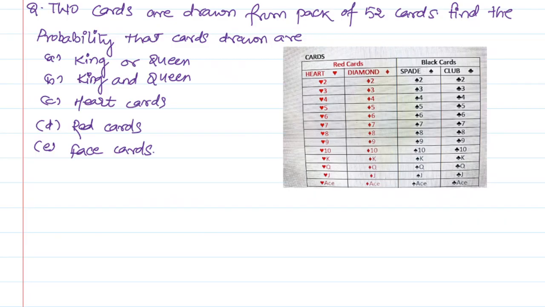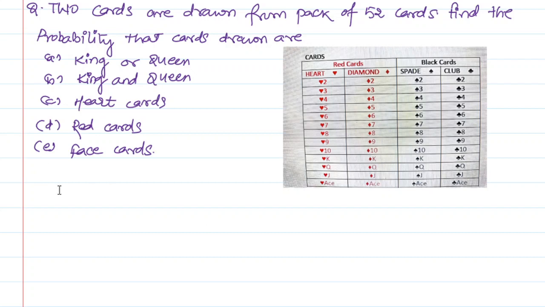Okay, so the next question is, 2 cards are drawn from a pack of 52 cards. Find the probability that the cards drawn are king or queen, king and queen, heart cards, red cards, face card. Now, whatever questions we have done so far, it was all about 1. Now, when we are moving on to drawing of 2 cards, we'll have to look in a different way. We'll have to look for the different combinations of drawing 2 cards. So for that, we need to understand the concept of combination.